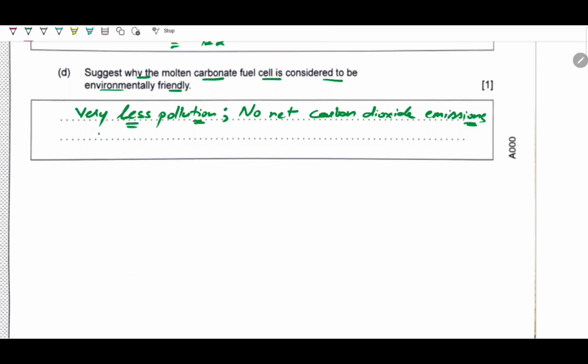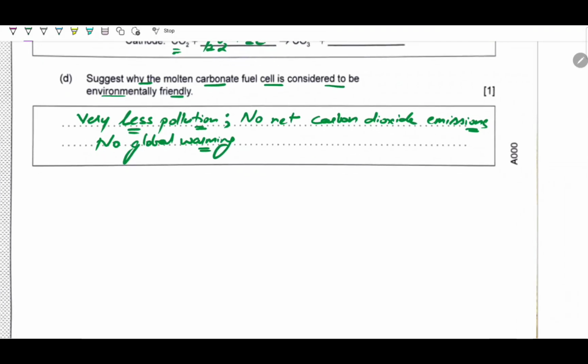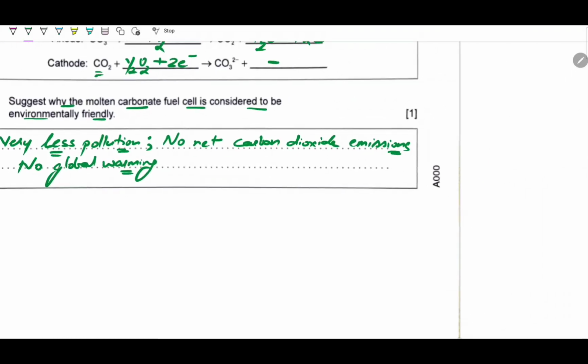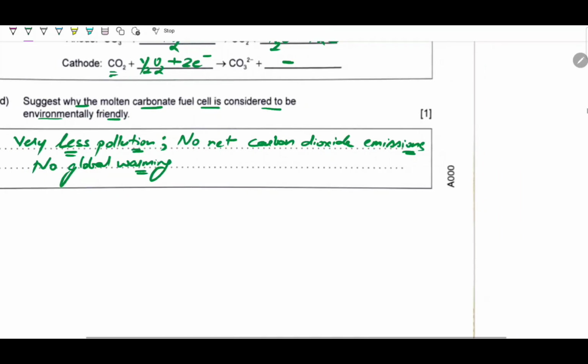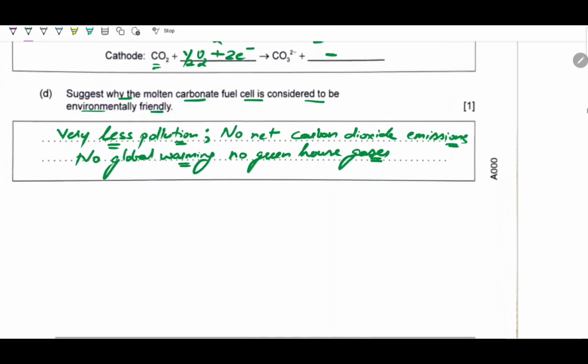No pollution, no global warming. It will not result in any global warming. There is no global warming because there is no greenhouse effect. No greenhouse gas is released. Hence, no greenhouse effect will be caused, therefore, no global warming. I think these should be the answers as per the answer key.